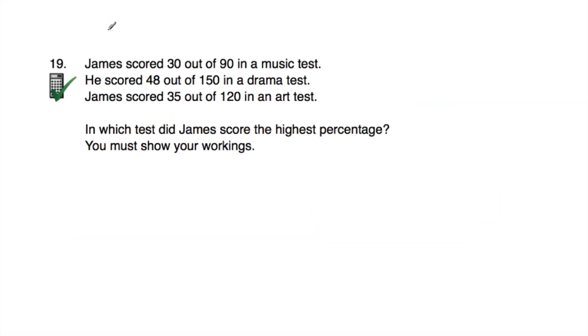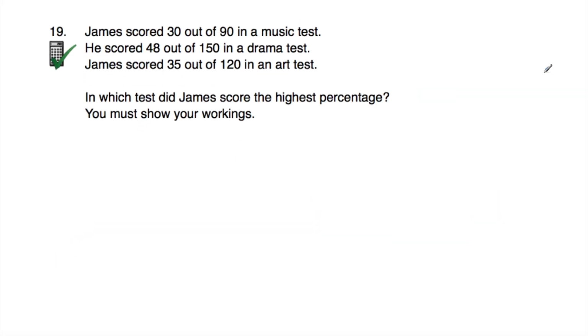Okay, let's look at our next question, question number 19. We're told that James scores 30 out of 90 in a music test. He scored 48 out of 150 in a drama test, and he scored 35 out of 120 in an art test. In which test did James score the highest percentage? And you must show your workings. Okay, so we need to change these scores to percentages.